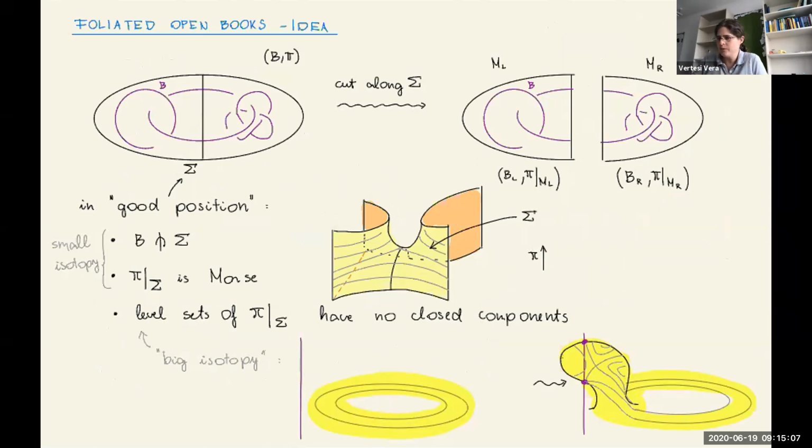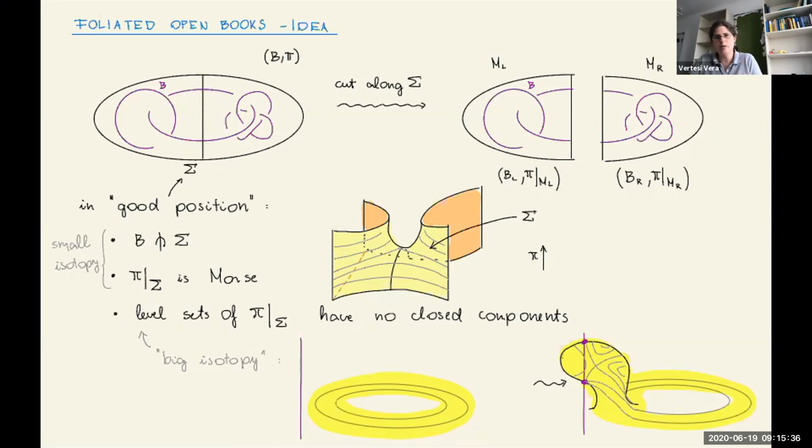Imagine that you have a 3 manifold with an open book decomposition on it, and then you just choose a surface which is in good position. And here good position means that it's as generic as it could get. So the binding has to be transverse to the surface, and then you restrict the fibration to the surface. It has to be Morse. And then there is one more condition, which is not a generic condition.